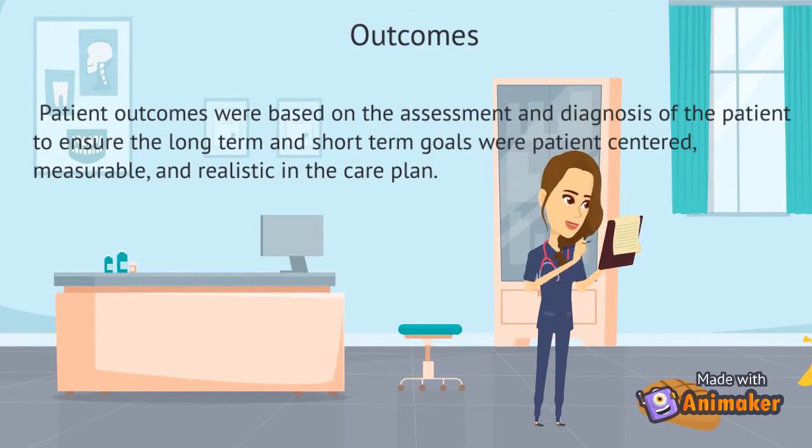Patient outcomes were based on the assessment and diagnosis of the patient to ensure that long-term and short-term goals were patient-centered, measurable, and realistic in the care plan. Furthermore, we included the social determinants of health, such as income, education, employment, housing, social exclusion, social safety networks, and health services for the best plan of care.